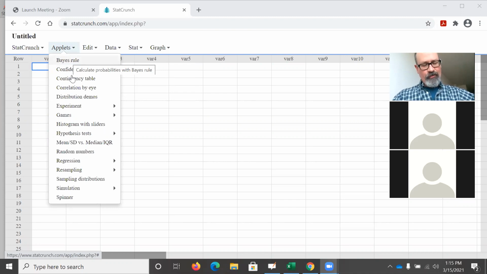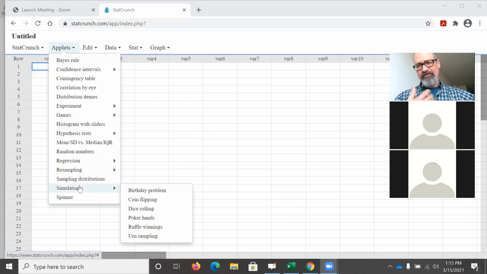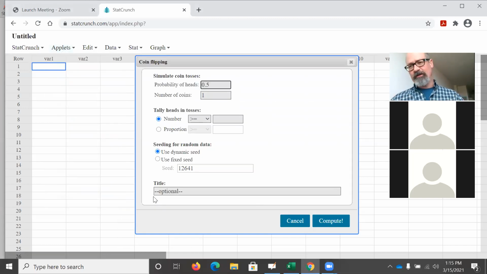But another kind of nice thing to see is that it gives a nice way of simulating at least certain things. You're not free to simulate anything you want, but certain predictable activities that people in statistics classes might be interested in, like flipping a coin. If you go to simulation and then coin flipping, you have to indicate the parameters of the coin that you're talking about.